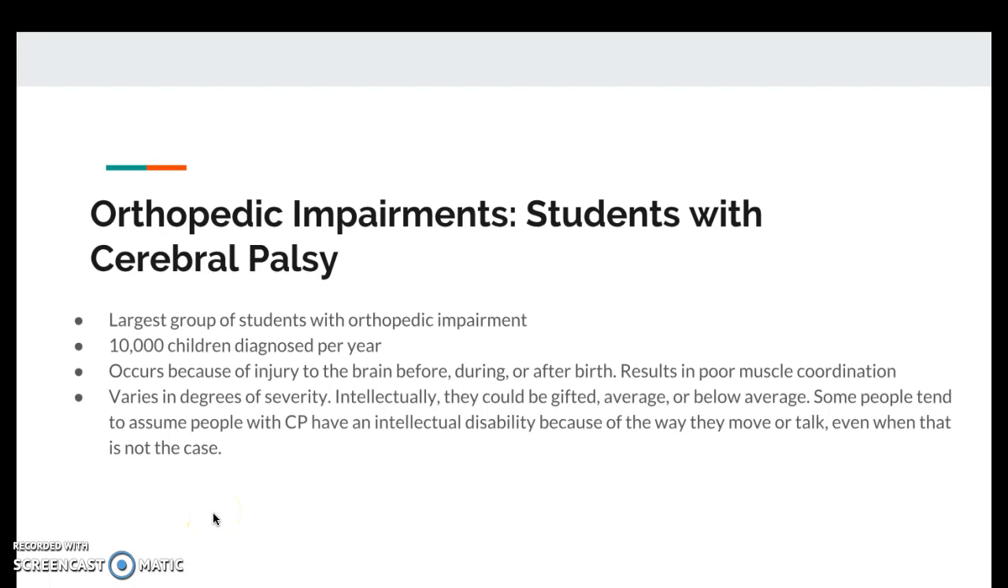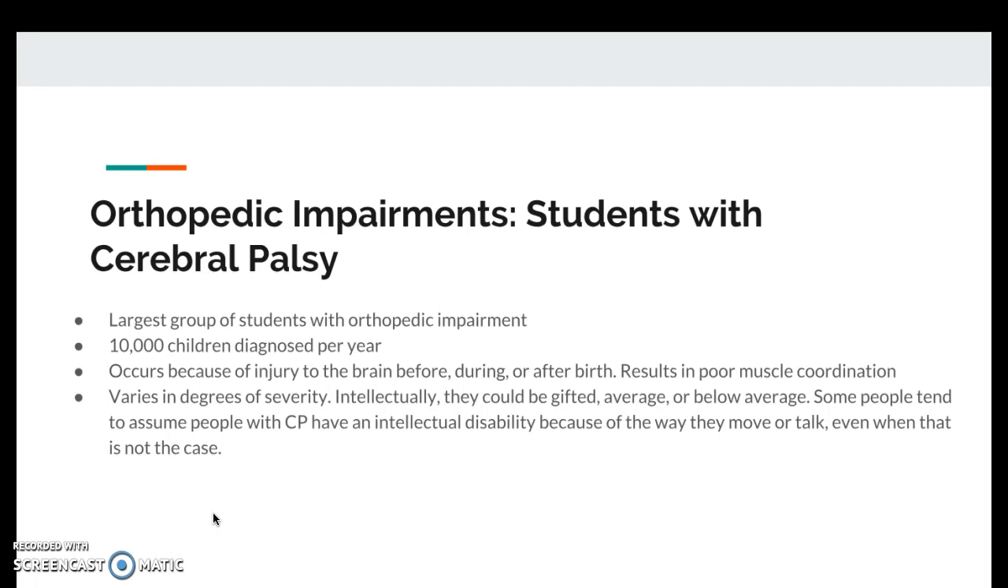So the first slide is about students with cerebral palsy. This is the largest group of students with orthopedic impairment. 10,000 children are diagnosed per year. This occurs because of injury to the brain before, during, or after birth, and it results in poor muscle coordination. It can vary in the degree of severity.